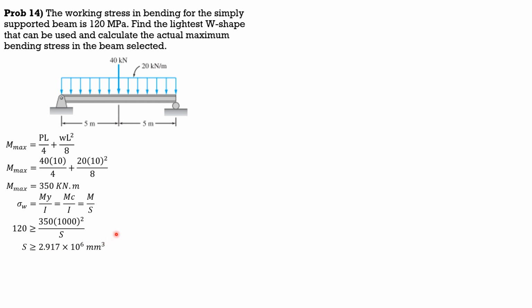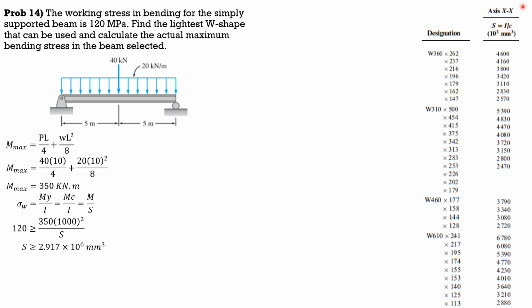Now, which of the sections will be the lightest? The second number. The first number is the nominal depth, and the second number would be the weight in kilogram per meter if it is in SI. In this case, it should be in SI. So we have here the clippings from the table where I only select sections. There are more sections here. I only select sections where it satisfies this requirement. Section modulus should be greater than 2.917.